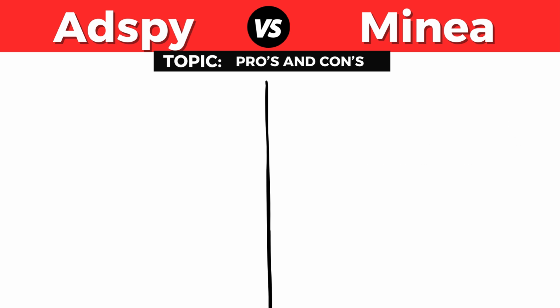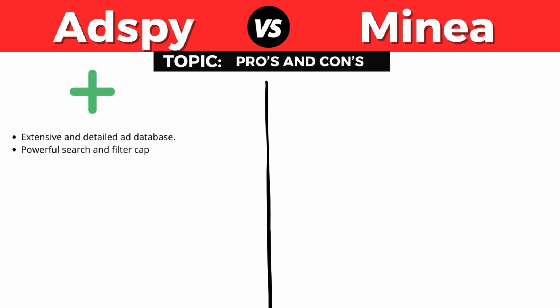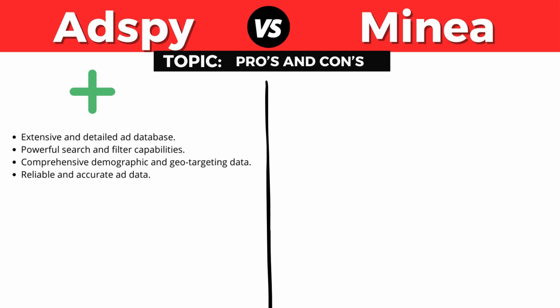Alright, we're gonna go over to the pros and the cons, and then we have a summary and a recommendation. The pros and the cons. The pros of Adspy: extensive and detailed ad database, powerful search and filter capabilities, comprehensive demographic and geo-targeting data, reliable and accurate ad data, and some cons.